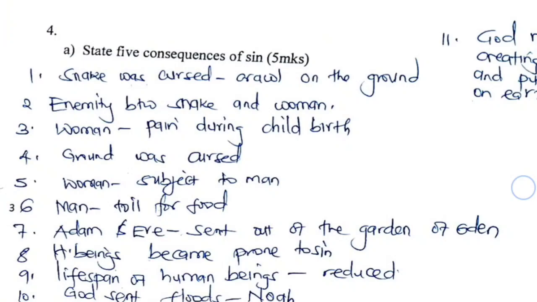Adam and Eve were sent out of the Garden of Eden. Human beings became prone to sin. The lifespan of human beings was reduced. God sent floods during the time of Noah.